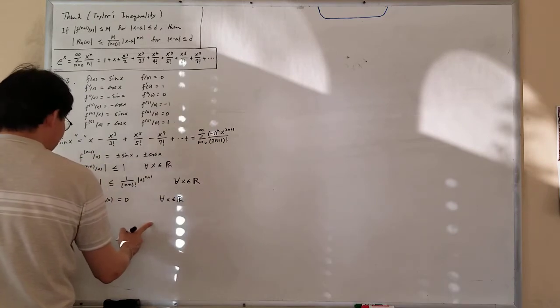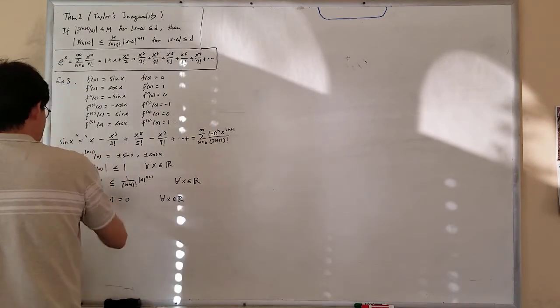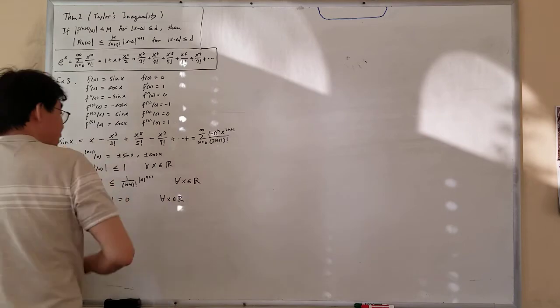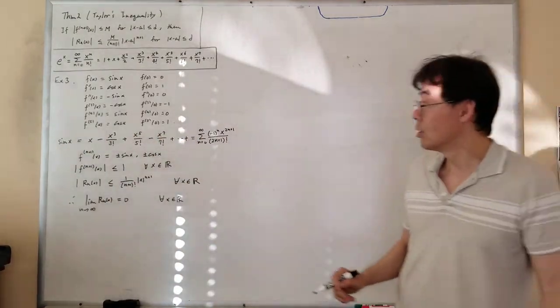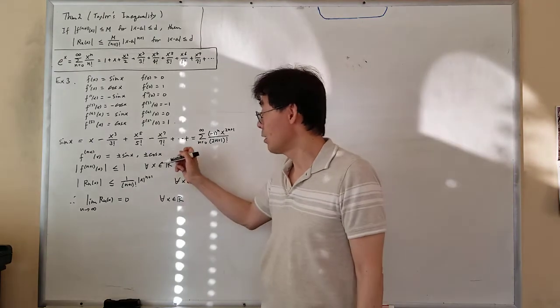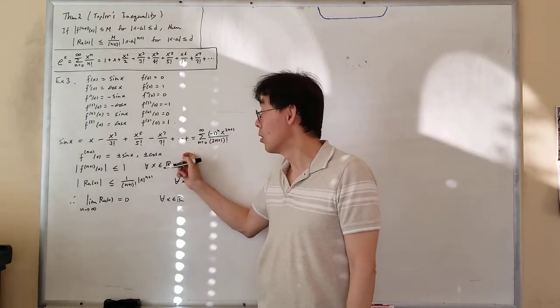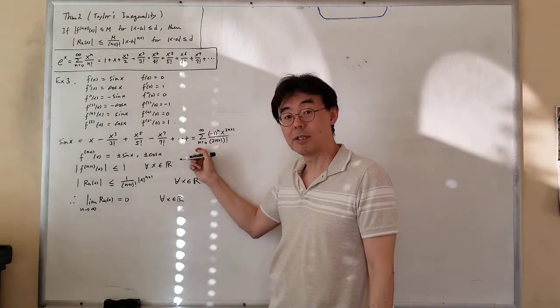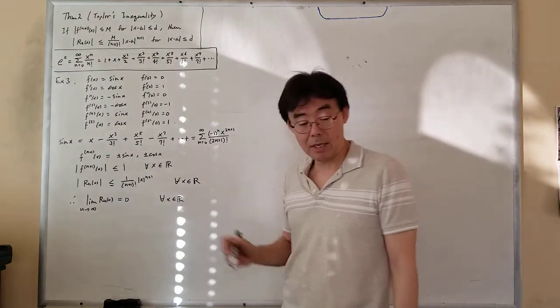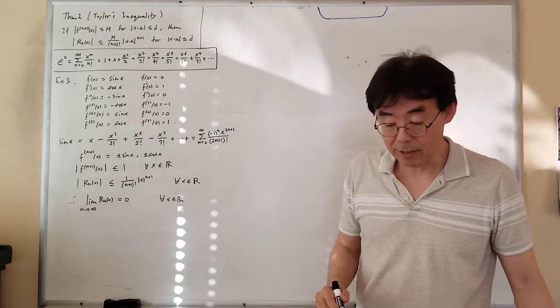Okay, that's it. That's why this indeed converges to sine of x. Just like e to the x, the sine of x Maclaurin series also converges for every x, because we knew that this has infinity as its radius of convergence.